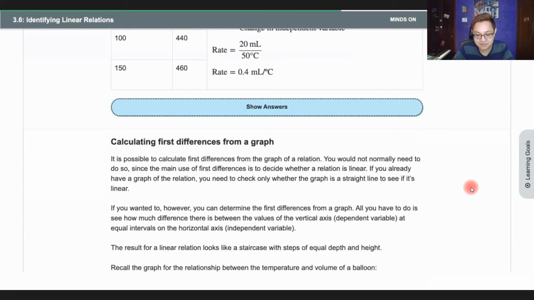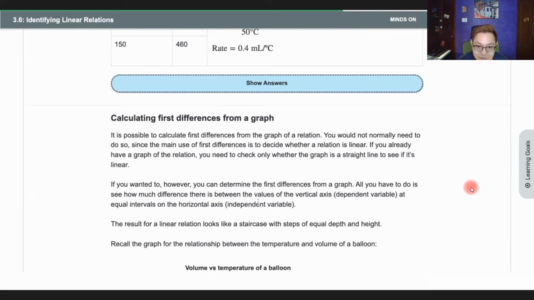If you want to, however, you can determine the first difference from a graph. All you have to do is see how much difference there is between the values of the vertical axis dependent variable at equal intervals on the horizontal axis independent variable. The result of a linear relation looks like a staircase with steps of equal depth and height.